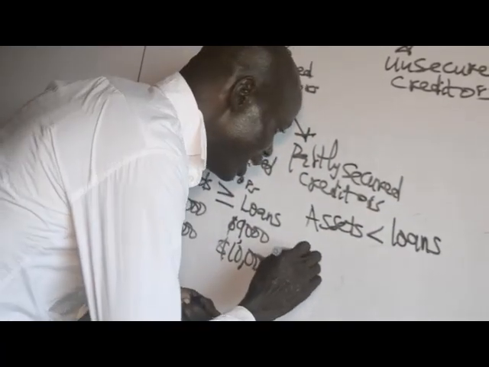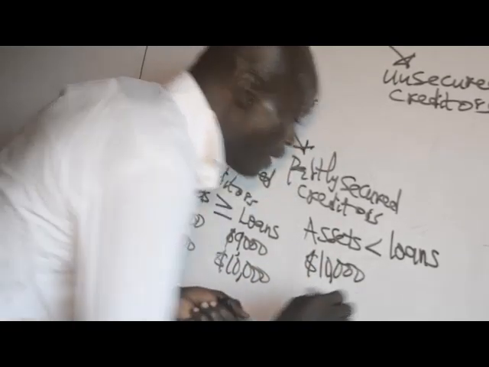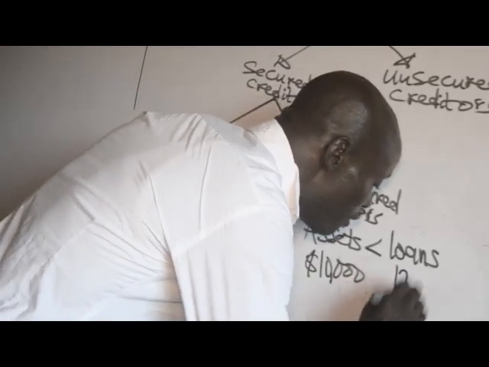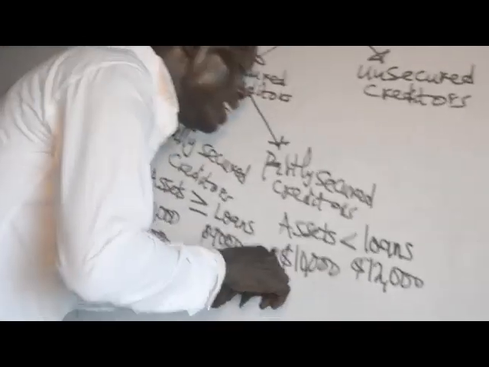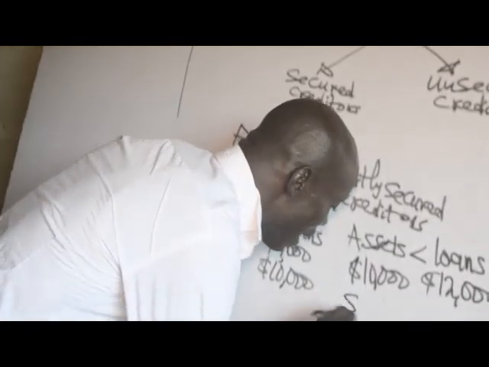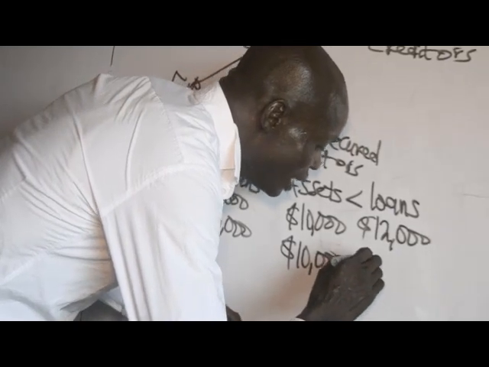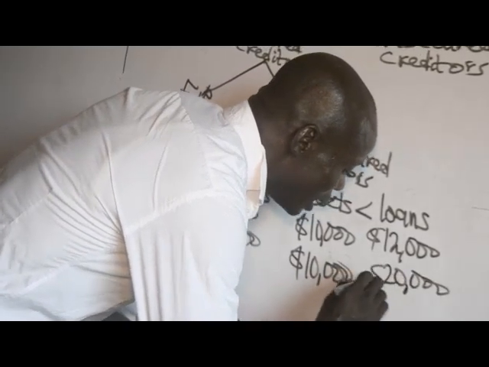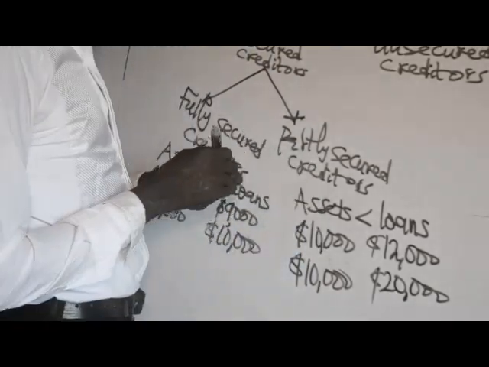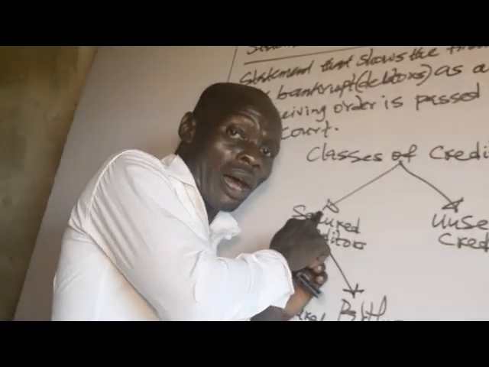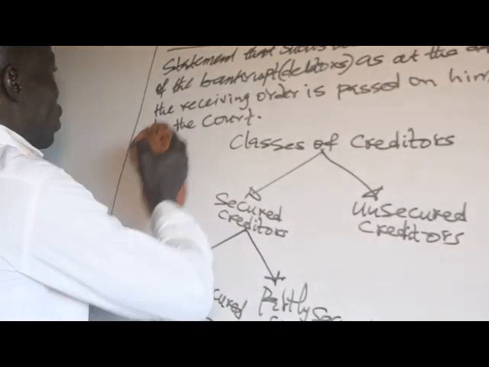For instance, if the value of the asset used as collateral is $10,000 and the value of the loans is $12,000, this creditor is said to be partly secured. If the value of the collateral is $10,000 and the value of the loan is $20,000, the creditor is said to be secured in part. That is partly secured. Aside from the secured creditors and unsecured creditors, we have other classes of creditors.